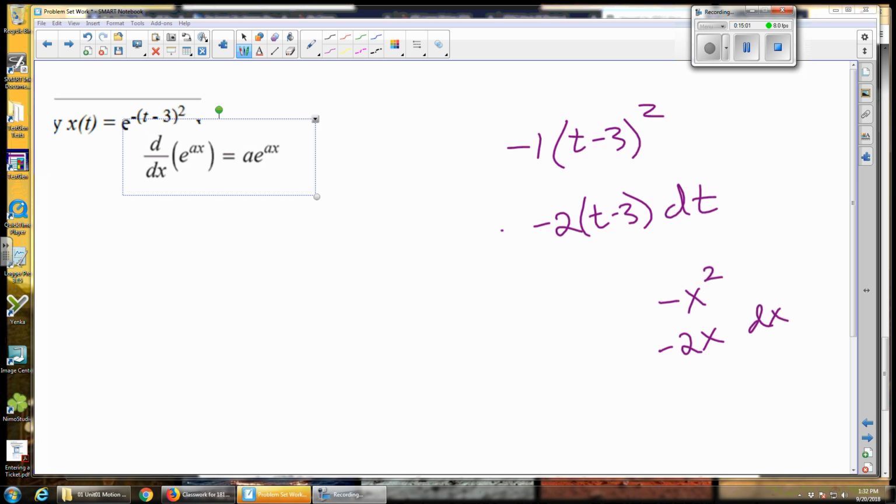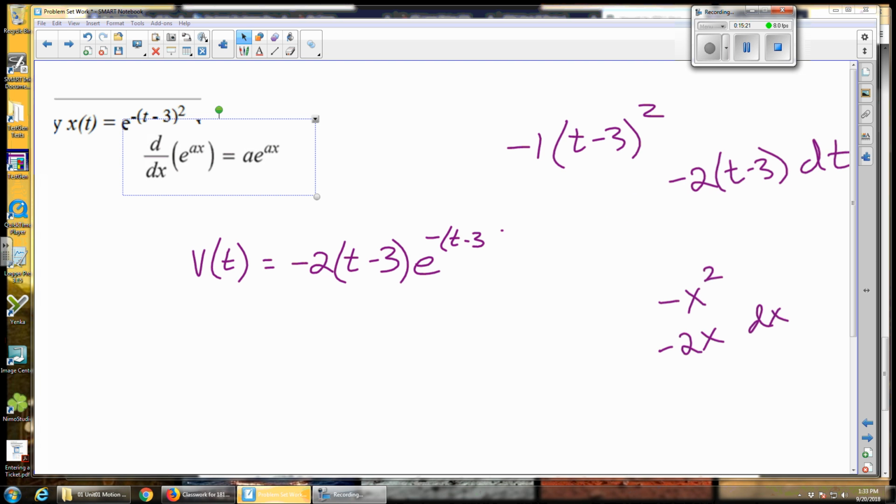So our v of t, as they're putting it now, is going to be negative 2 times t minus 3, e to the negative t minus 3 squared, dt. Yep. That should be it.